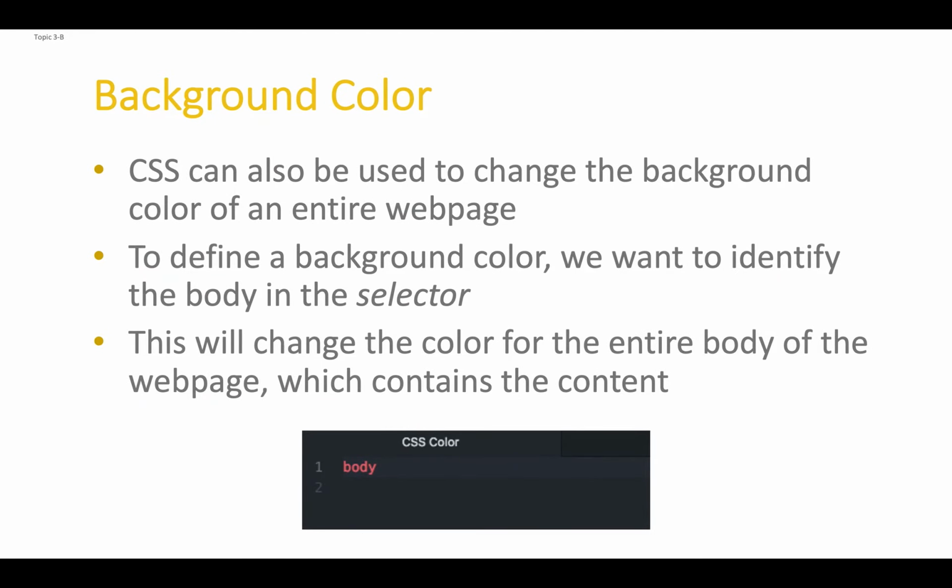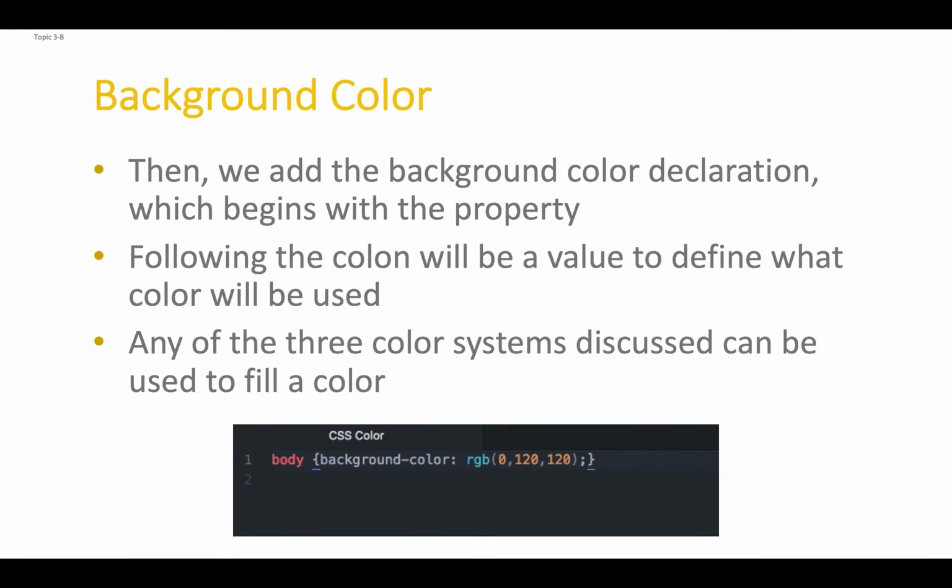CSS can also be used to change the background color of an entire web page. If you want to change the background color of a web page, you need to use the body selector. This selects the entire page basically. So when you use a body tag, that is encompassing the entire page. And so if you use the body selector, it's going to change the entire page's background. So in the CSS code, you would type body, and then we'll add the background color declaration, which begins with the property. So the property for background color is background-color. Whereas if you wanted to change the font color, you would just say color.